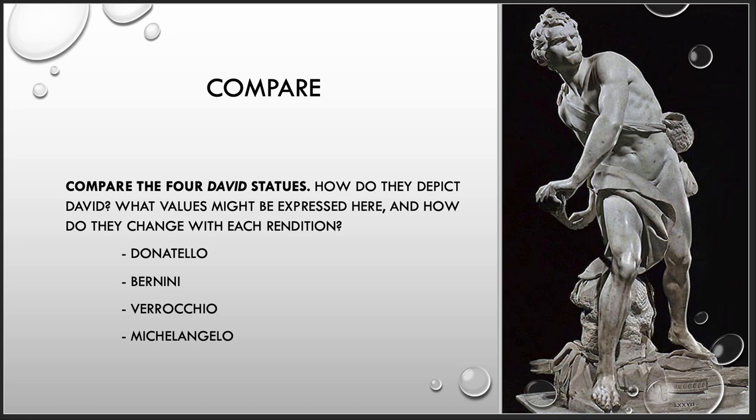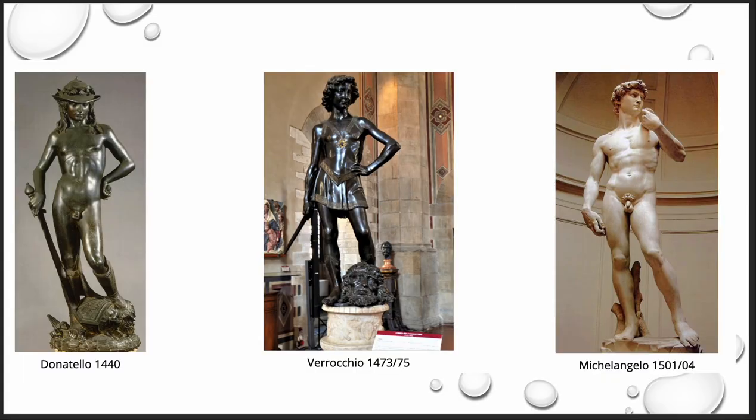You can see the concentration on David's face. Even the moment that's been chosen, he looks like he's in mid-swing. He's about to let go of that slingshot. So this is a moment of high action. Now we can look at these other depictions of David, and we can see that they're very, very different.